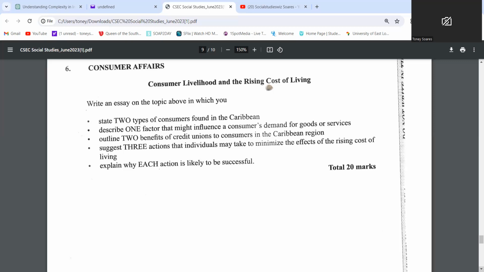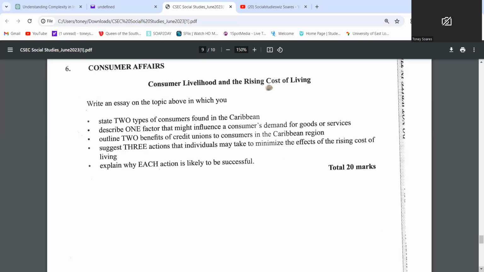Outline two benefits of credit unions to consumers in the Caribbean. One benefit of credit unions to consumers in the Caribbean is the offering of low interest rate loans. People can benefit from this because credit unions usually offer loans at lower interest rates than big banks. So that's beneficial to the consumers.